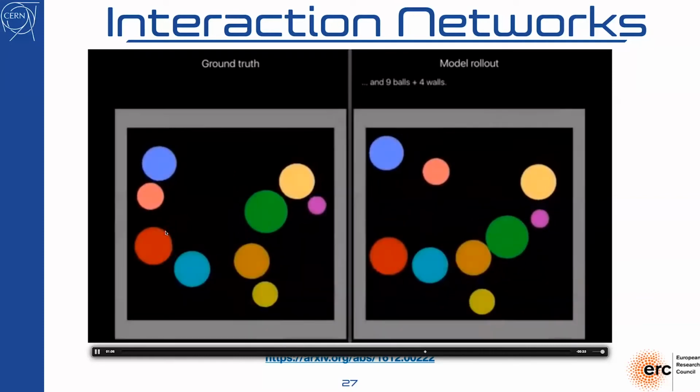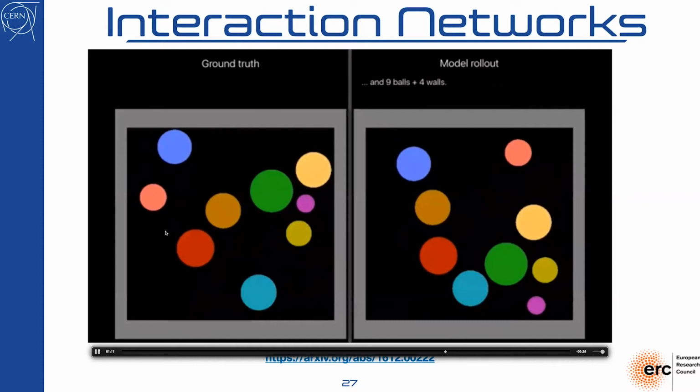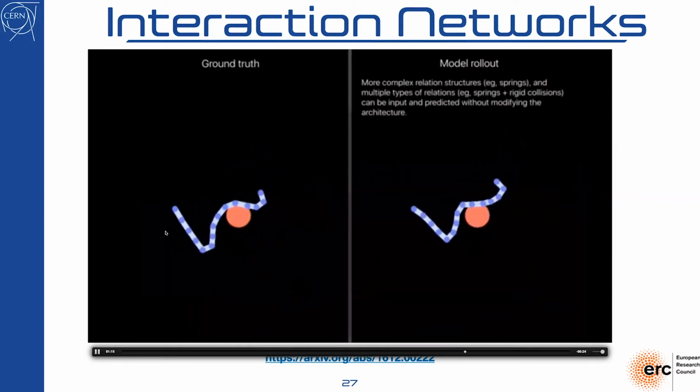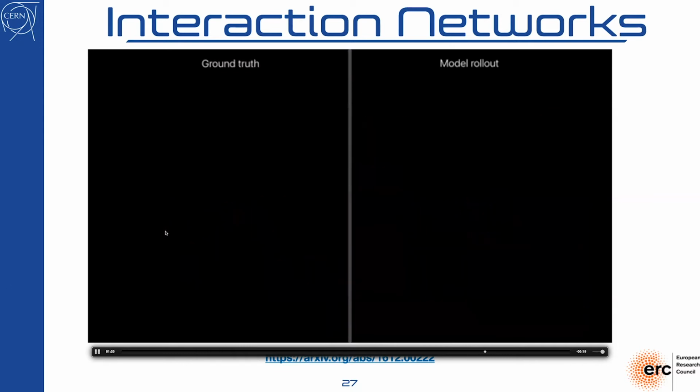And then they also did, they showed some generalization. So for instance, they train with 5 objects and then they use it with 9 objects. And then they even do the effect of gravity on non-rigid bodies.